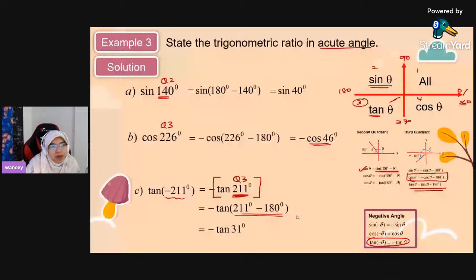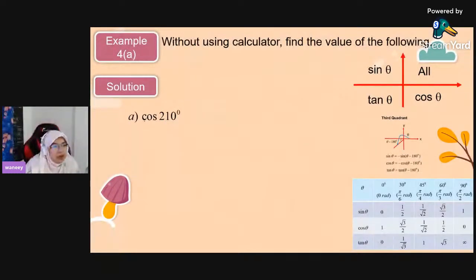Okay, so now, without using a calculator, find the value of the following. Cos of 210. Again, draw your quadrants: 0, 90, 180, 270. This is 0 or 360. So Q1, Q2, Q3, Q4. We should check first, where is 210? 210 is somewhere in between 180 and 270, so it is in the third quadrant. Therefore, we are going to use the formula for cos in the third quadrant.